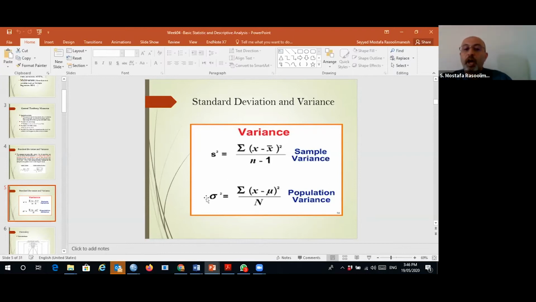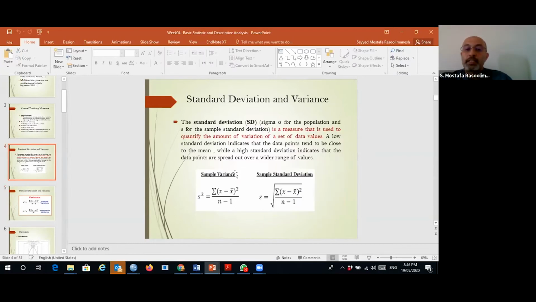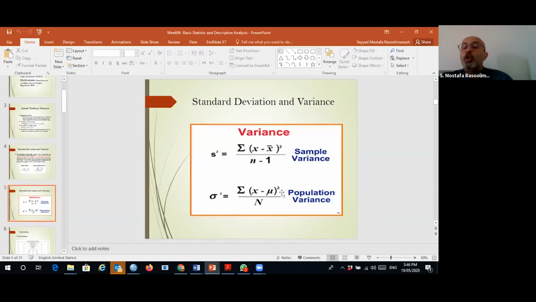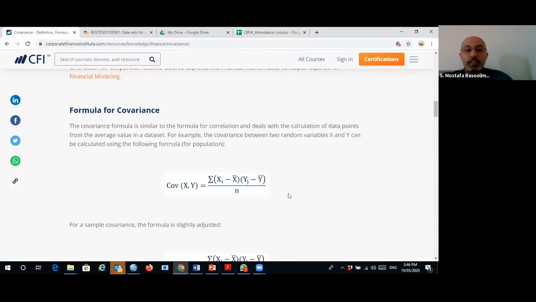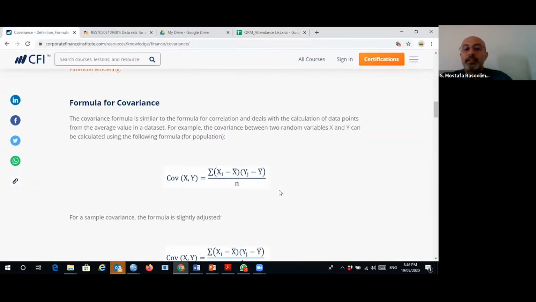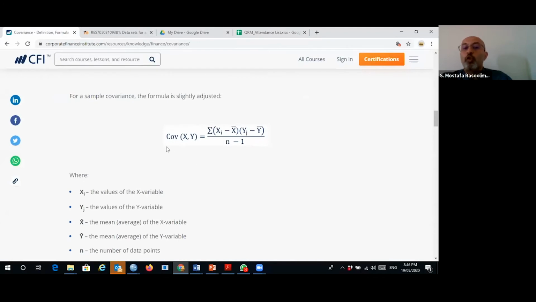And standard deviation comes from variance. But covariance is different. This formula is for covariance. For covariance, we have two different variables, x and y. For variance, we have one.